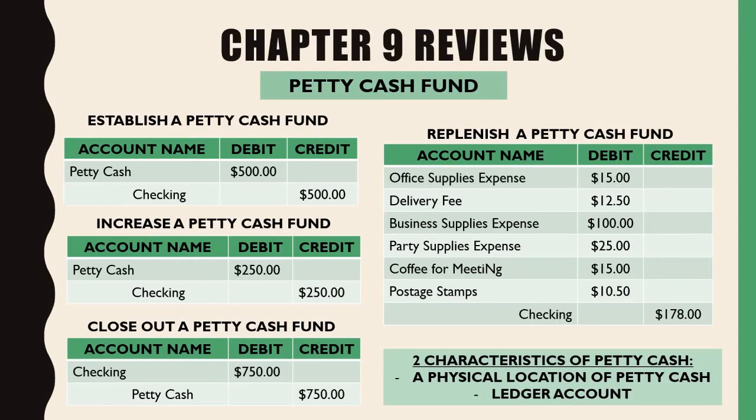And that is it for chapter 9. So again, we took a look at how a petty cash drawer works, how to establish it, how to decrease it, how to close it, how to increase it, and how to replenish a petty cash drawer. So for this class, that's all I want you to take away: how to establish, how to increase, decrease, and close the account out. And last but not least, how to replenish it. That's it. Nothing else.